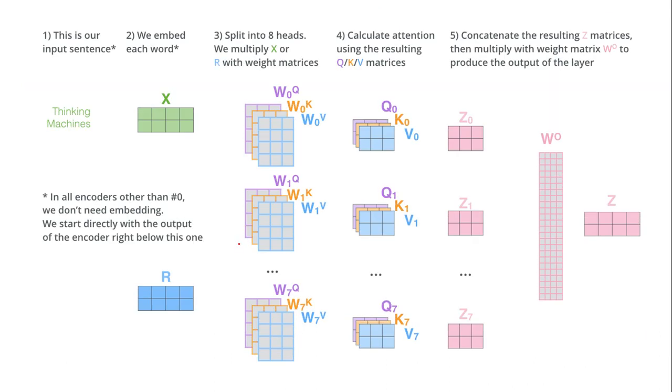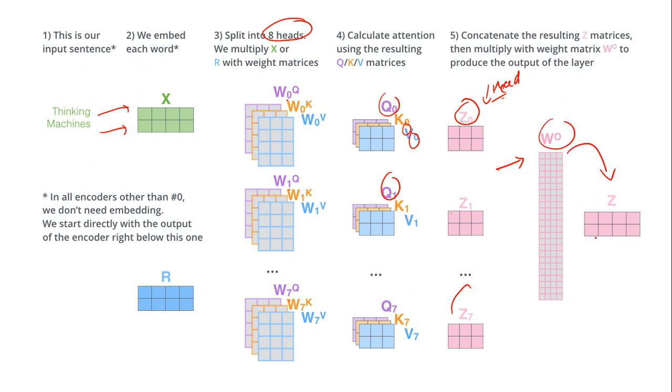Let me recap everything we have done. Initially this was our sentence. Thinking machines will embed each word, like thinking and machines. We'll be multiplying it with different weights. Here he has taken 8 heads, so we'll be multiplying with 8 different weights, W0, W1 and so on up to W7. We'll be calculating query, key and value pairs, and we'll be getting different outputs which are heads. So we'll be getting Z0, Z1, Z2 up to Z7. We'll be concatenating all this, multiplying with the output matrix, and finally we will get the output Z.